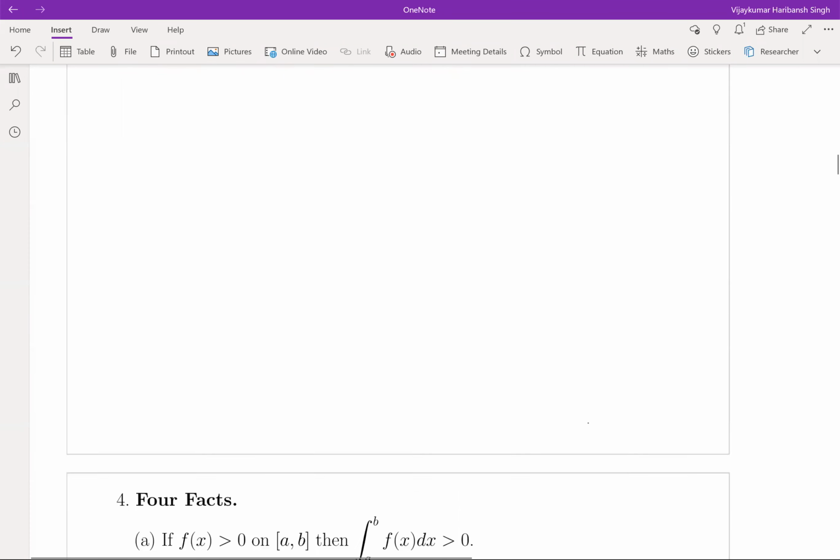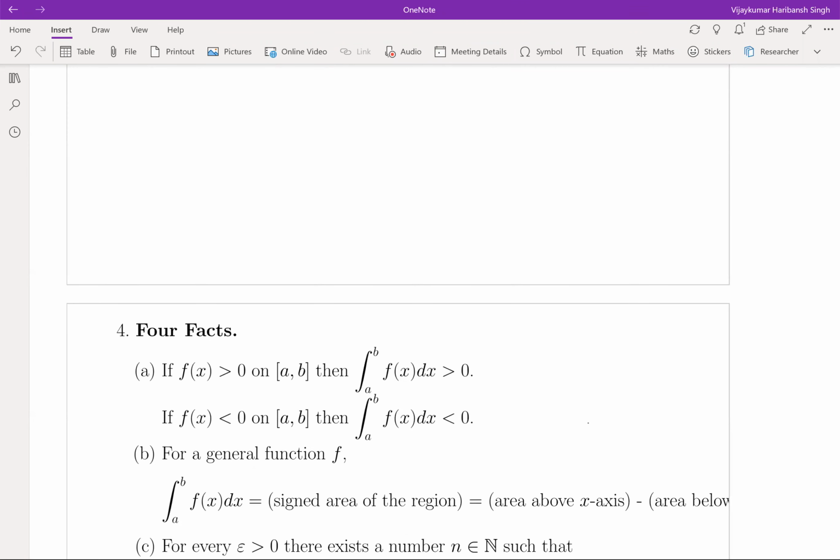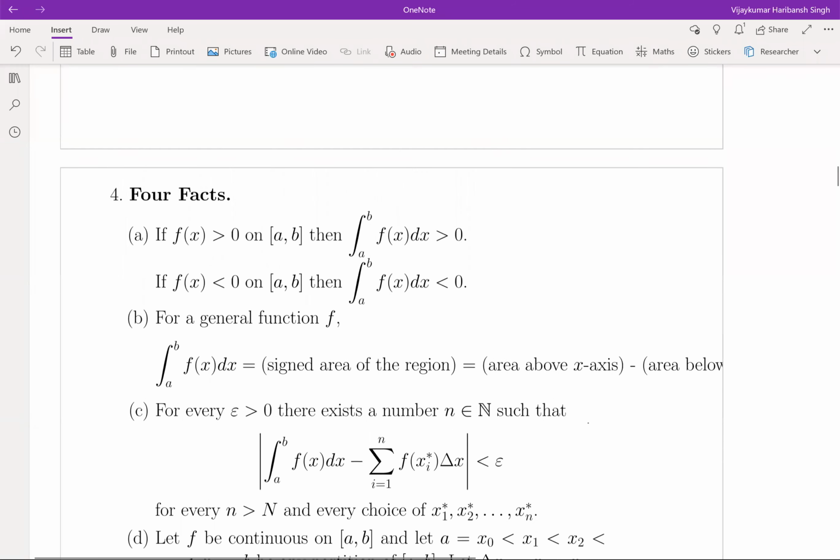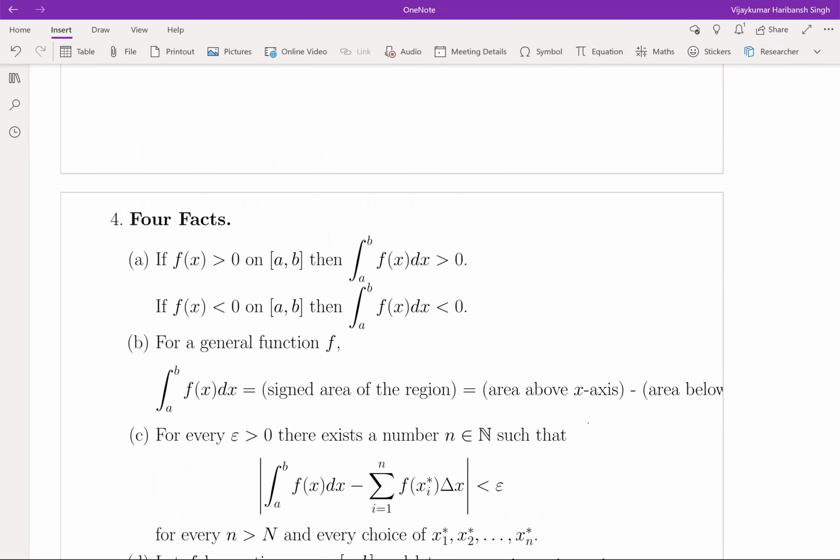So that's the idea behind the integral. Now there are a few facts we need to understand about this. Fact one: if f of x is greater than 0 on AB, then integral a to b f of x dx is greater than 0. Because it represents the area, right?